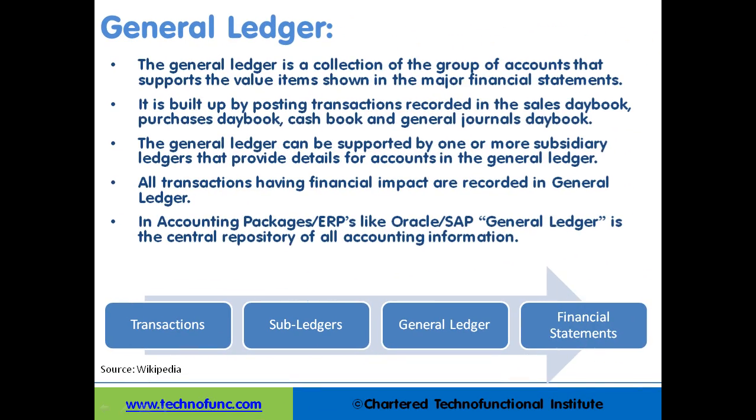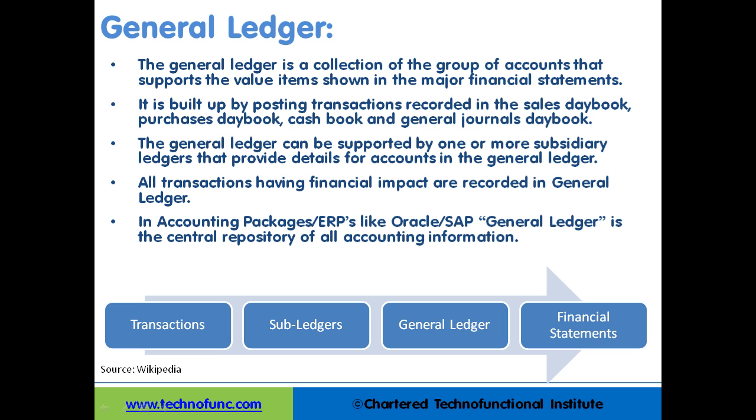What is a General Ledger? The General Ledger is a collection of the group of accounts that supports the value items shown in the major financial statements. Every corporation needs to prepare financial statements like balance sheet and profit and loss account. General Ledger provides the detailed account balances for the formation of these financial reportings.